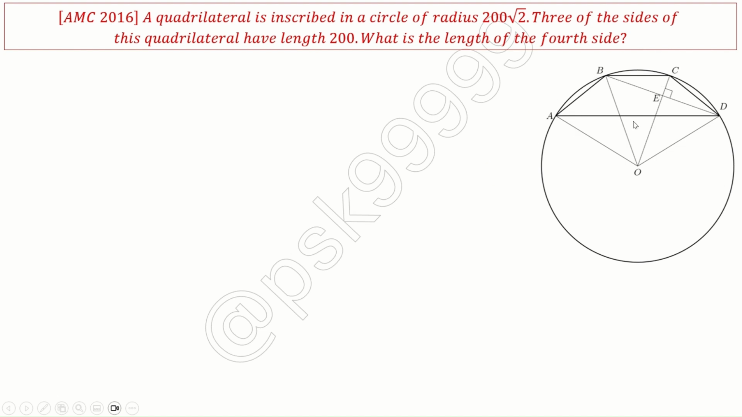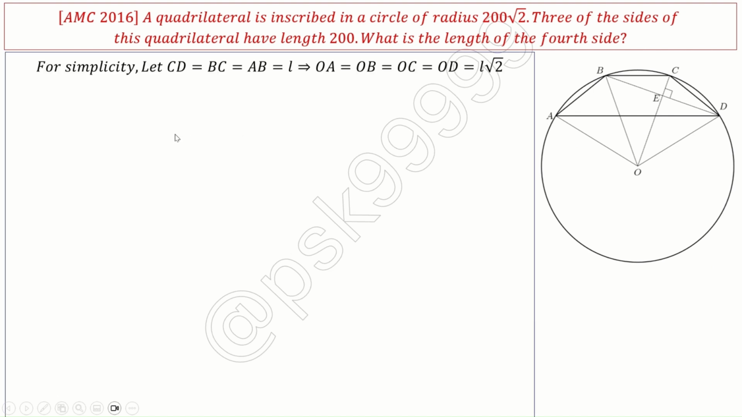Obviously all three are same-size chords, so they will subtend the same angle at the center, that is theta, theta, theta. And these two are exactly the same size of chord. So if you join BD and join OC, then they will be perpendicular to each other. At E it will form a right angle. With this information we will solve this problem using algebra and geometry. Now the geometry part we understood.